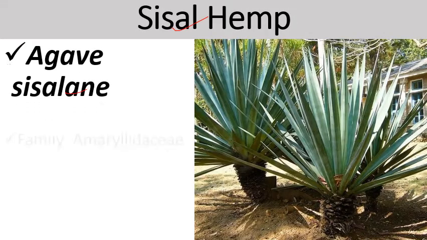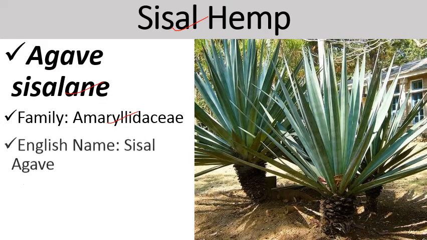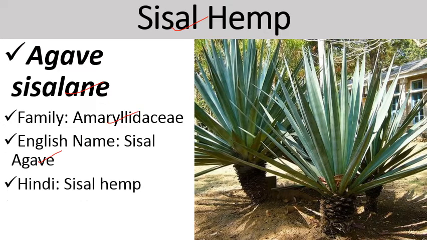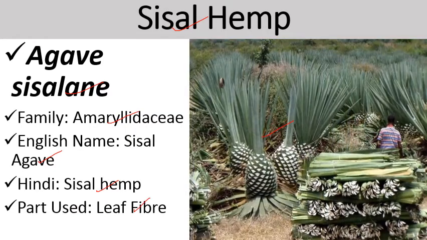Next fiber is sisal hemp. It is obtained from Agave sisalana, family is Amaryllidaceae. English name is sisal agave. Hindi name is sisal hemp. So the part used is the leaf fiber. We obtain this fiber from these leaves. So these leaves are processed by various methods to obtain this fiber.